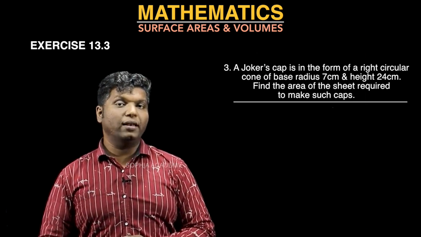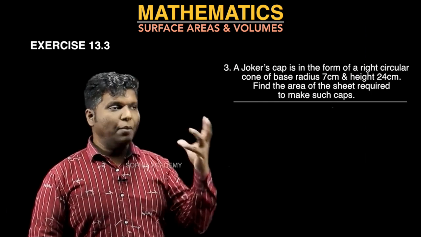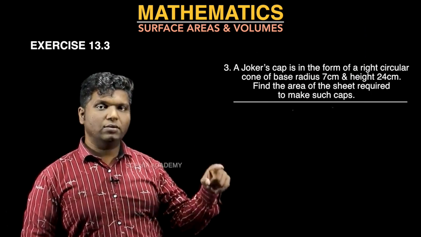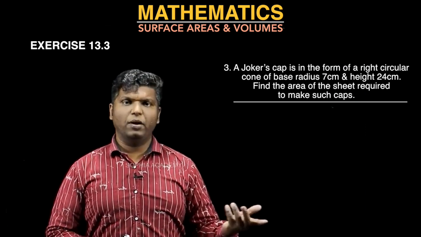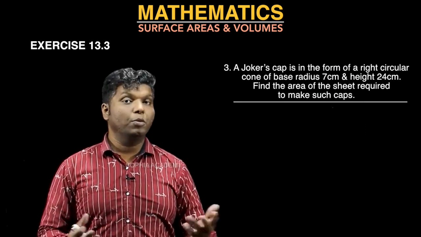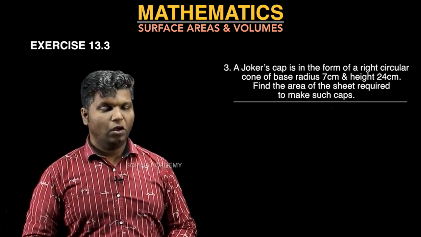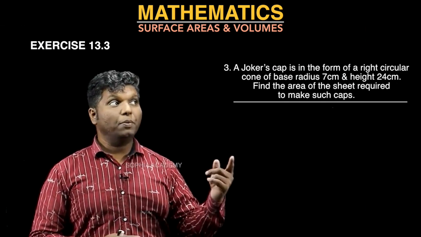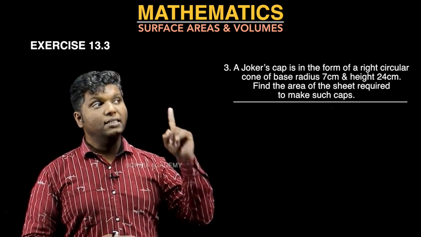Because we want to find the CSA of this cap, right? Because regarding a cap, only the curved surface area part will be covered with the material, whatever it is, maybe paper or anything. Only the curved surface area will be covered, but the bottom area will be open. So the main question is that you have to find the CSA of this cap. Not only of one cap, you have to find the total sheet required to make 10 such caps.